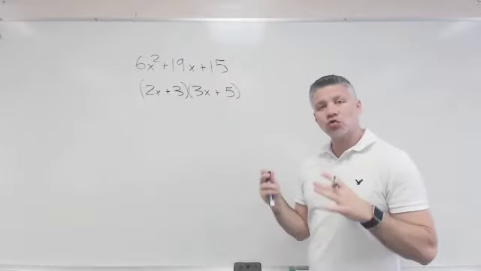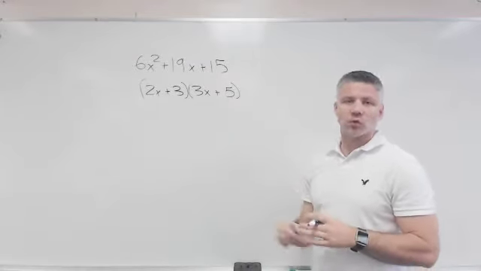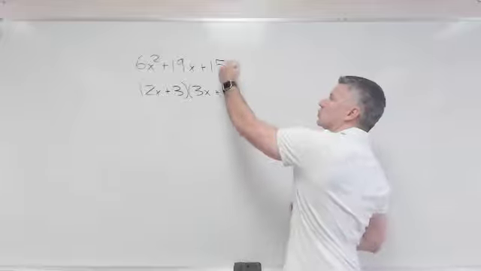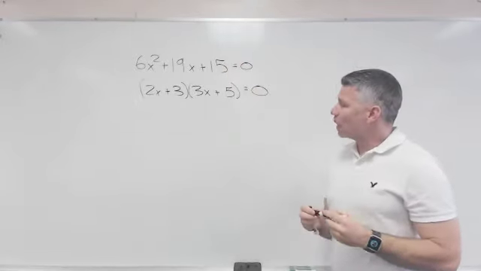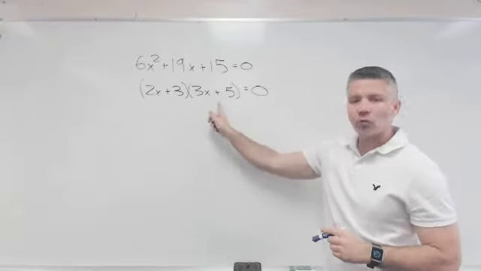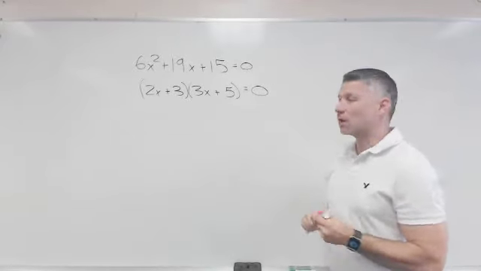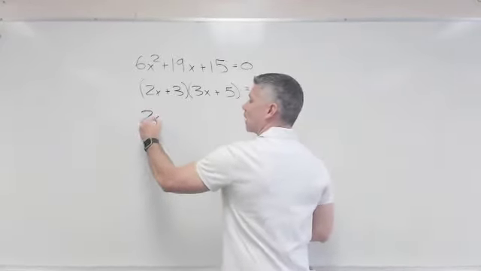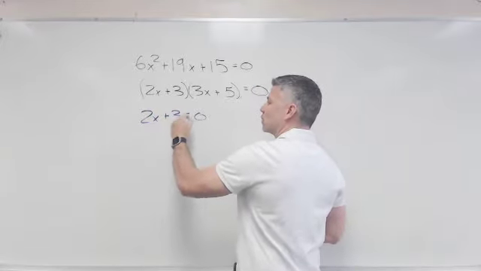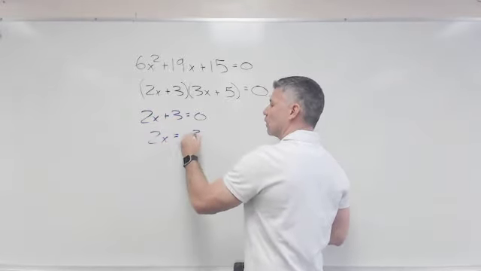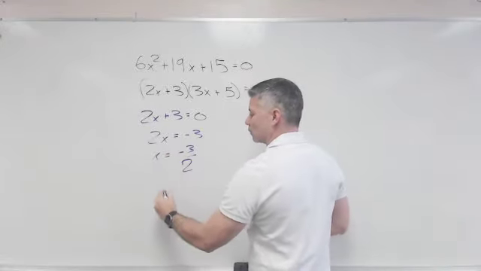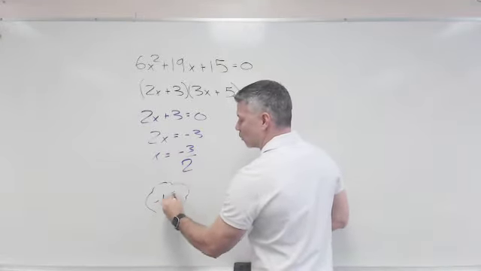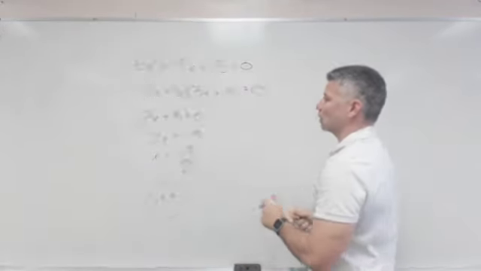But now we want to solve. We don't want to just factor, we want to solve. Again, we start that process by making this equal to 0, and we know that either one of these parentheses can equal 0. Let's make that happen. 2x plus 3 equals 0, so 2x equals negative 3, so x equals negative 3 halves. If you want to think of that as negative 1.5, that would be fine.